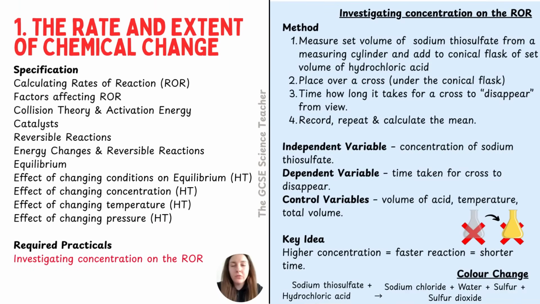There are two parts of this practical, the first being a colour change, and sometimes this is referred to as the disappearing cross method. You want to measure a set volume of sodium thiosulfate from a measuring cylinder and add it to a conical flask, and then add a set volume of hydrochloric acid.